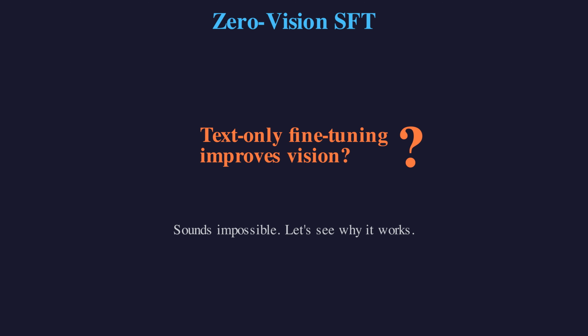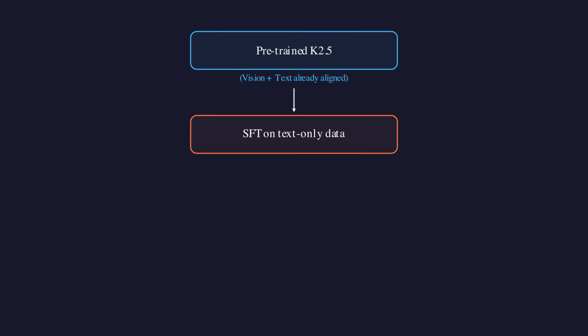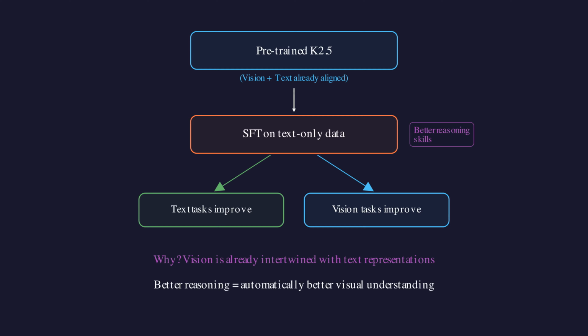So, when you fine-tune on text-only tasks, teaching the model better reasoning and better instruction following, you're actually upgrading the shared reasoning engine that both modalities rely on. Because vision runs on that exact same engine, vision performance goes up for free without seeing a single image during fine-tuning. Text tasks improve, vision tasks improve, and the model saw zero vision training data during that phase.